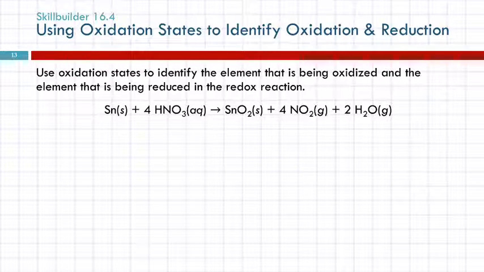So here's a molecular equation, and we're asked to use oxidation states to identify the element that is being oxidized and the element that is being reduced in this redox reaction. Not the compound, the element. So what we have to do is assign oxidation states. I like to start with the elements because they're easy, they're always 0. Which one of these is an element? Tin. So this is 0.